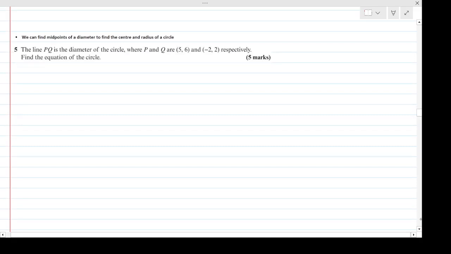Let's have a look at this example then. So we're given the line PQ, which is the diameter of a circle, where P and Q are (5, 6) and (-2, 2) respectively. Again, find the equation of the circle.